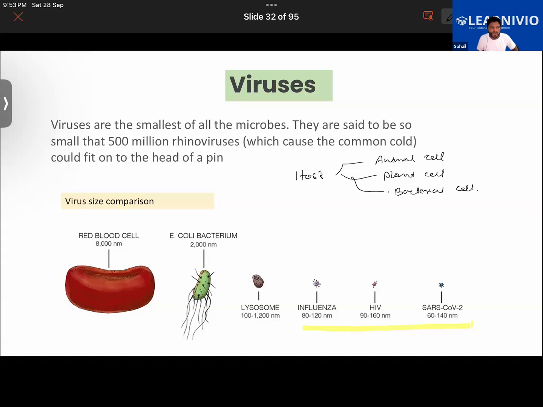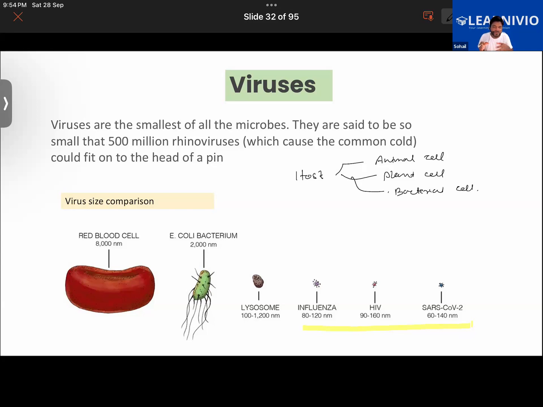So they do not show most of the characteristics of living organisms. Neither do they respire, feed, grow, excrete, or reproduce, nor move on their own. They will be reproducing only when they enter the living cell.